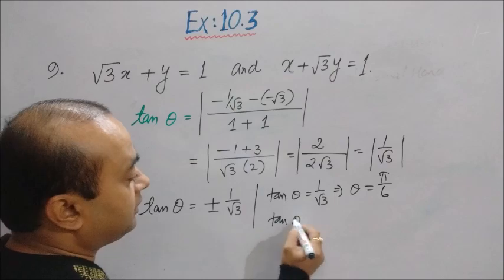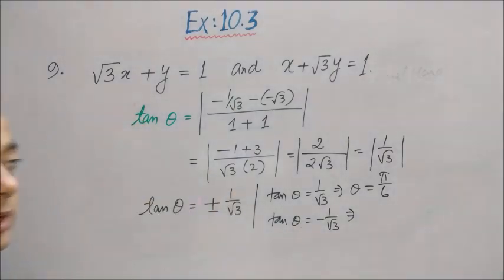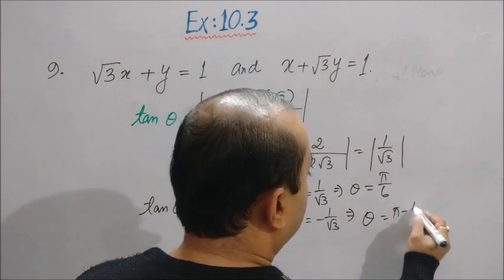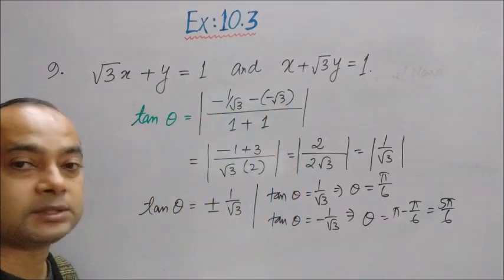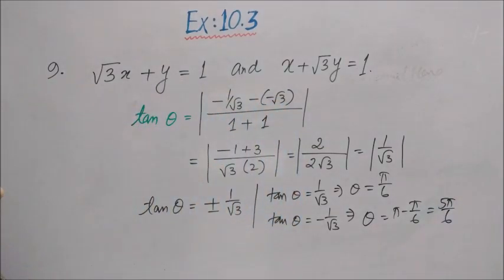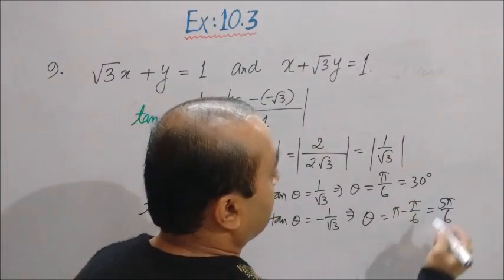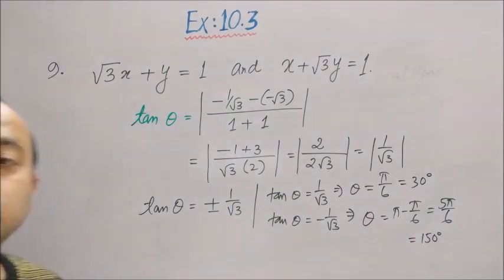When tan theta is equal to minus 1 by root 3, that means we have to push the angle into the second quadrant. That means theta will be equal to pi minus pi by 6, that is 5 pi by 6. And if you want to convert them in degree, so necessarily this is 30 degree and this is 150 degree. So this is the answer of question number 9.